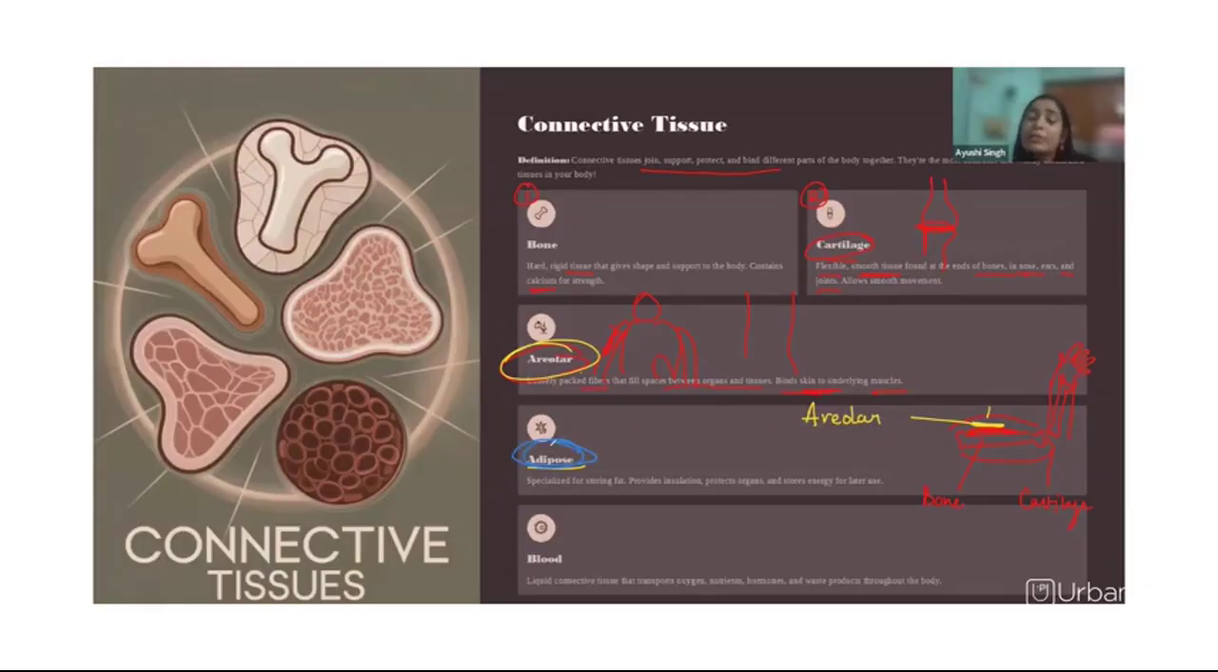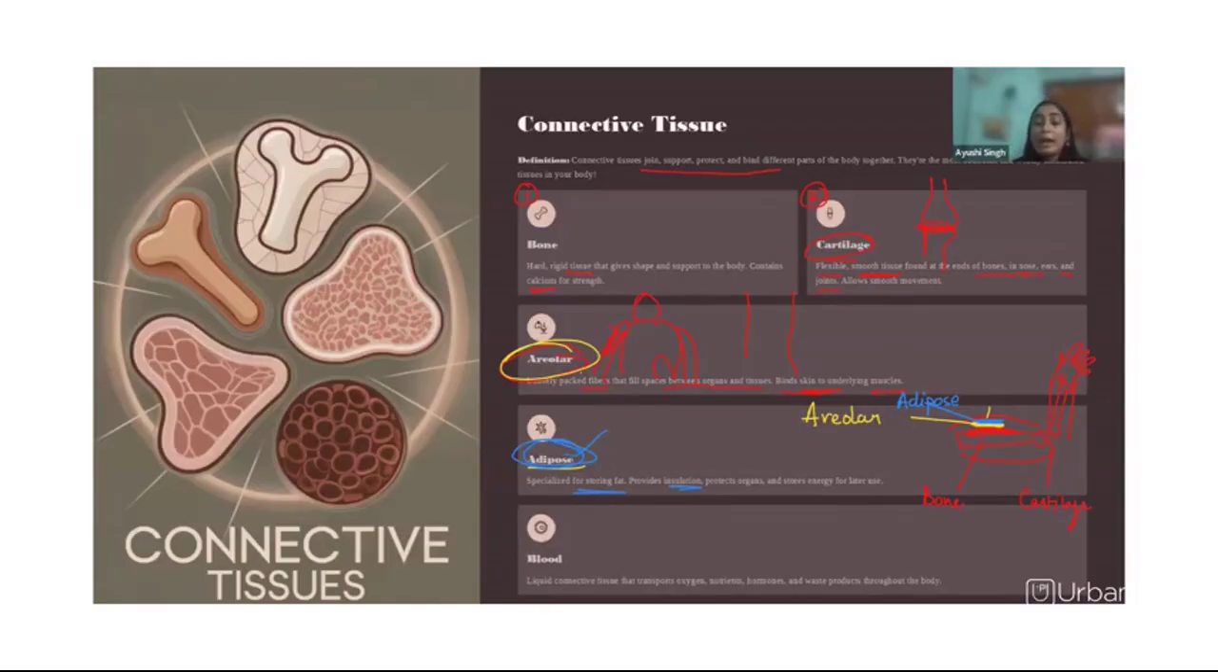But it too has a lot of functions, and that's why it is present in our body. It stores fat and provides insulation, it gives a certain temperature to our body, and also protects different organs. Whenever you have fat around different organs, all that is adipose tissue. Even if you do not have much fat, you have adipose tissue just beneath your skin here. This is connected by areolar tissue to the muscles.